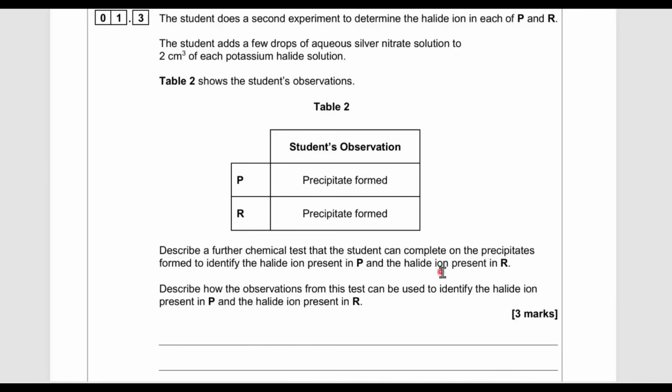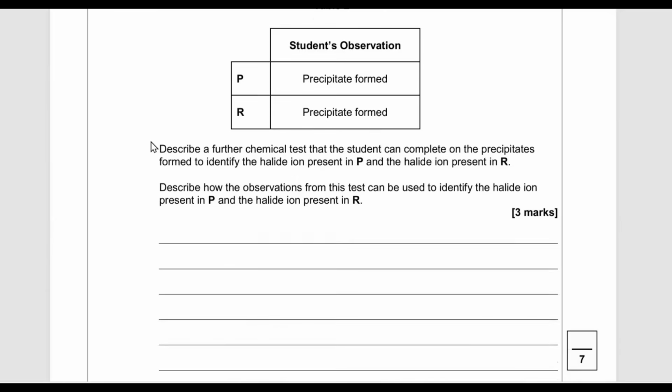Describe a further chemical test that the student can complete on the precipitates to identify the halide ion present in P and the halide ion present in R. So I know that silver chloride is white and silver bromide is slightly cream, but that's pretty qualitative. So we're looking for a really accurate way to tell.